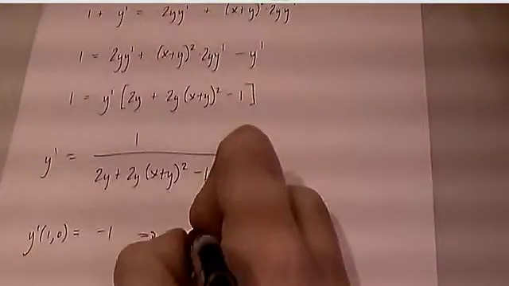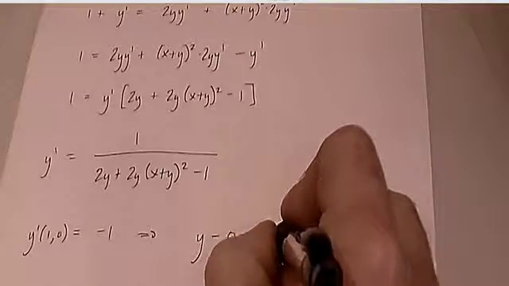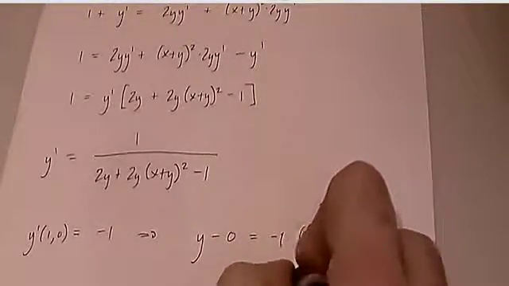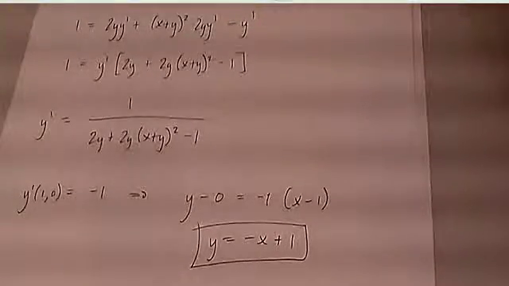Now, the great thing about this is the fact that it's a very easy ordered pair, right? It's the ordered pair 1, 0. Okay, so 0 goes in for all the y's, which means that this term and this term go to 0, so the slope is just negative 1, and that gives me y minus y1 is equal to m times x minus x1, or y is equal to negative x plus 1. That right there is my tangent line.